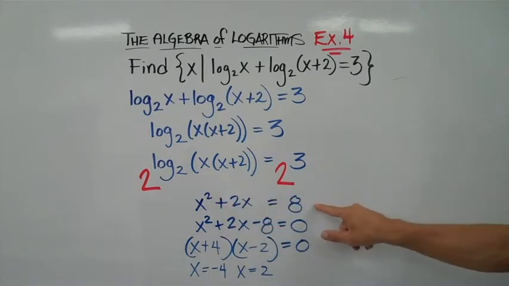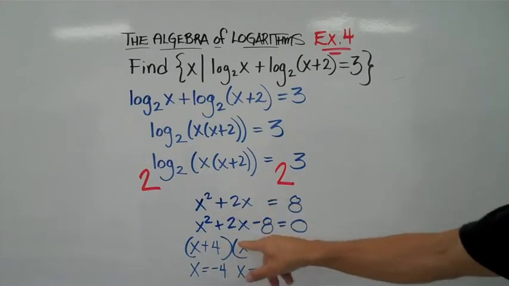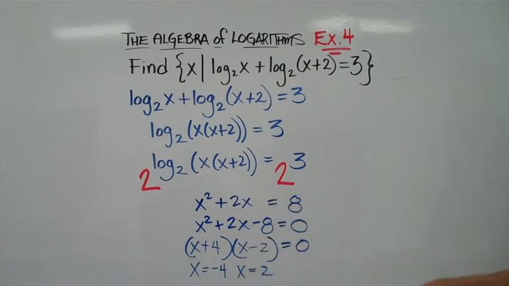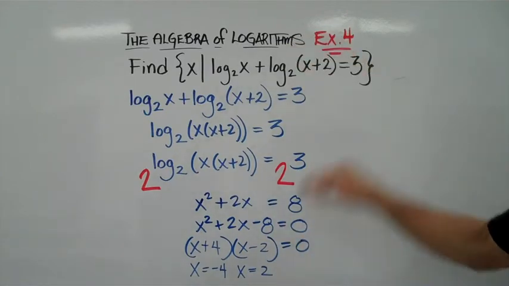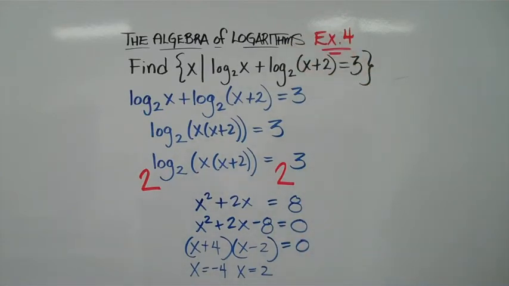2 to the third equals 8. Subtract 8 from both sides. Factor, set equal to 0, and solve. I get x equals negative 4 and x equals 2. Ultimately, we'd have to check those back into the original equation to make sure that they were accurate.